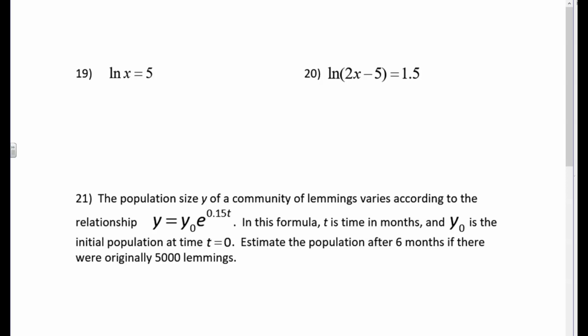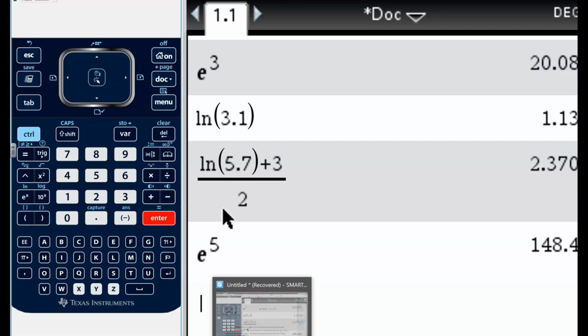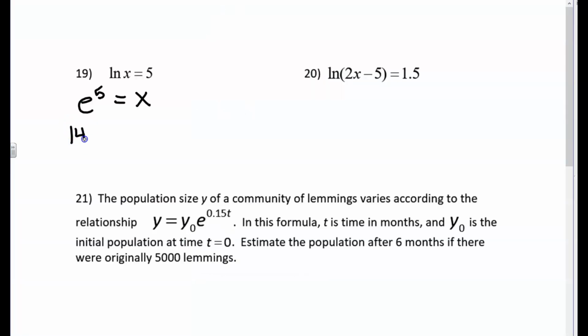Let's do the natural log of x equals 5. This guy, I want to get the x by itself. It's already in a natural log. The easiest way to get it out of a natural log is to switch it into exponential function, into an exponential format. So this becomes e to the 5th equals x. Well, I can solve that in the calculator. Come over here, control e, nope, not what I want. E to the 5th, and I get 148.413. That's my answer. 148.413 is approximately my value of x.